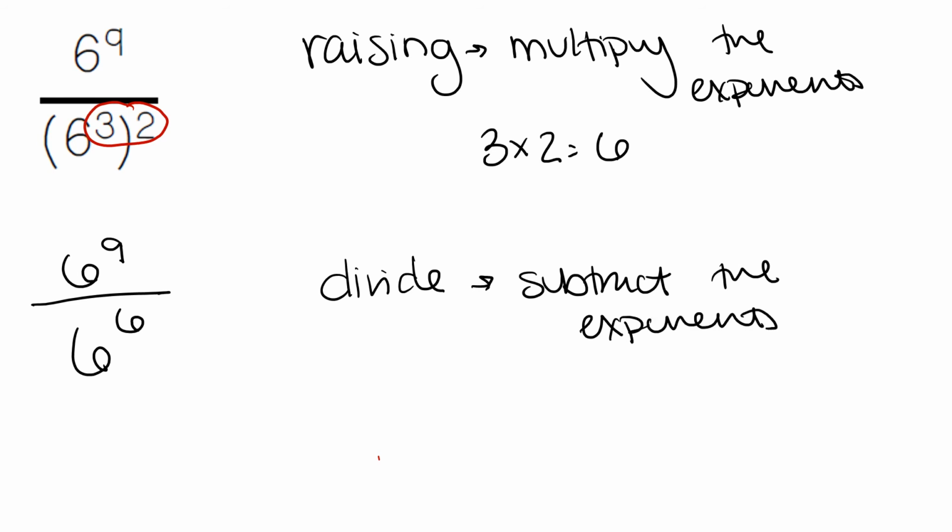When we subtract, 9 minus 6 is going to give us 3 for a final answer of 6 to the 3rd power.